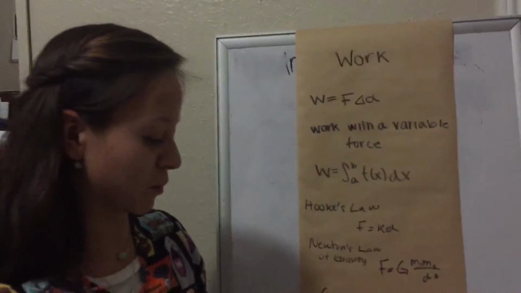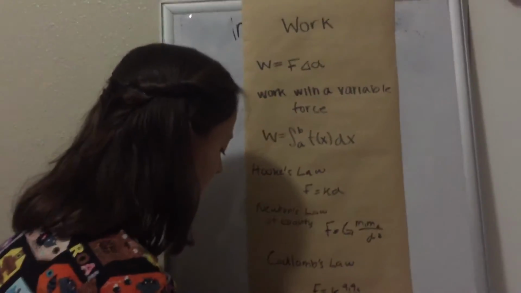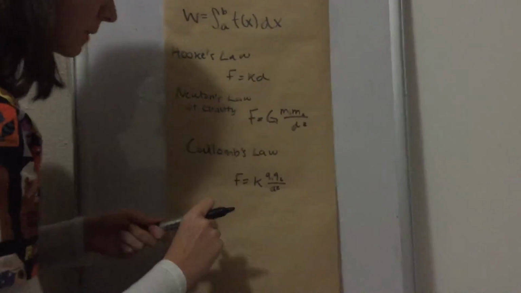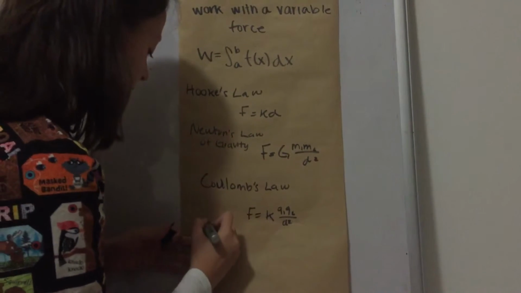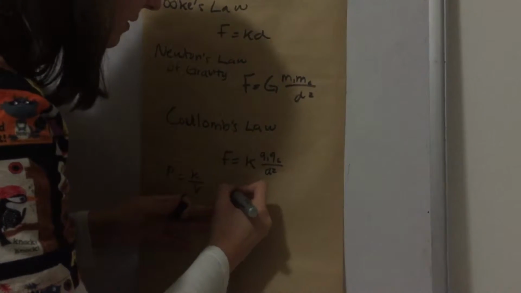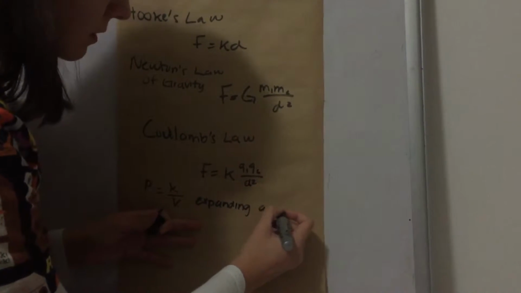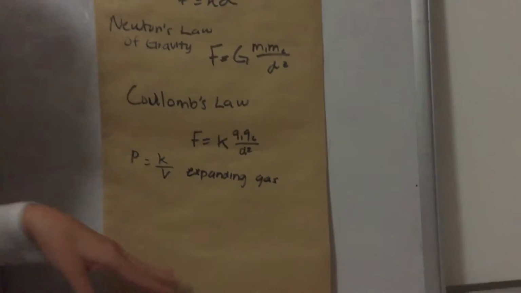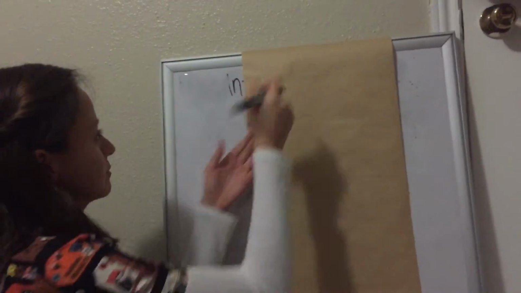However, these are only some of the problems. Other problems are related to weight or expanding gas. When you have expanding gas, you should know that P equals K over V. This is another formula for expanding gas. Now I'm going to show two other examples of work that involve volume and weight.